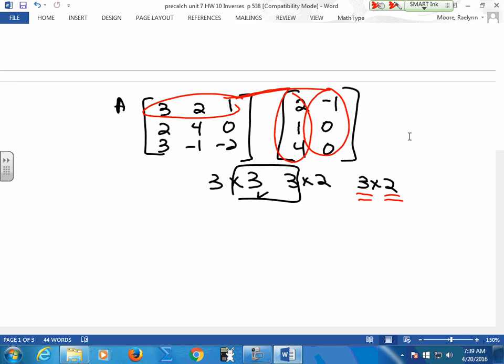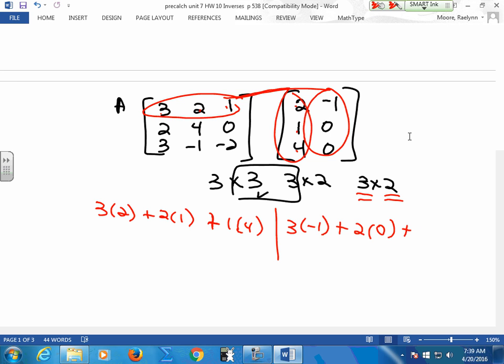So, especially for the test, write it out. 3 times 2, element per element, plus 2 times 1, plus 1 times 4. Put a break, because now you're in the second column. That one will give you the second column: 3 times negative 1, plus 2 times 0, plus 1 times 0. You take the break there. So there's your 2 columns.